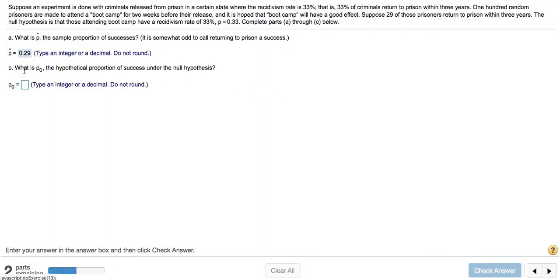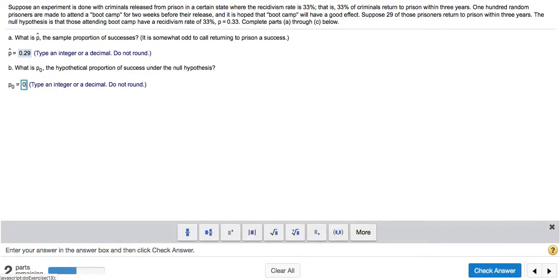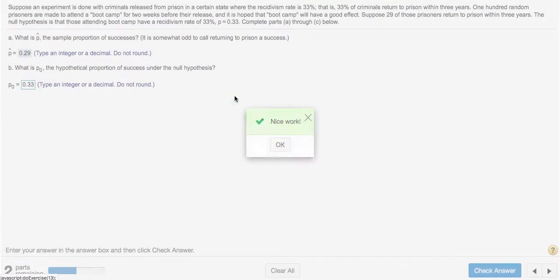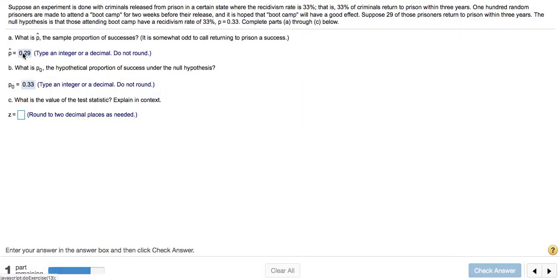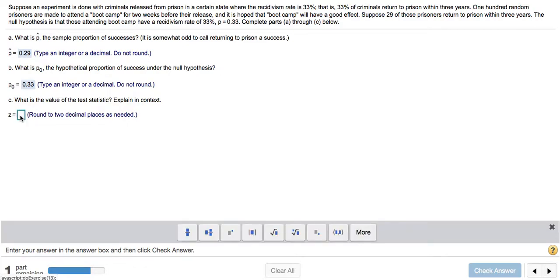And now we're comparing this to p naught, the hypothetical proportion, which is 33%. Now that's what goes here. I'm going to put it as a decimal, so 0.33. And I'm noticing that the value p hat from the sample is less than the hypothetical value p naught, and part C is asking for the test statistic. This measures how much lower this value is from this one in terms of standard deviations.